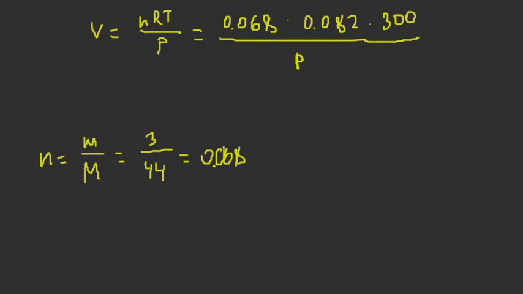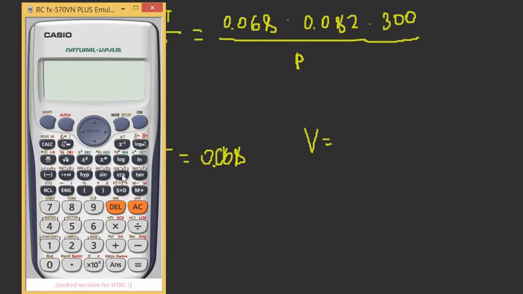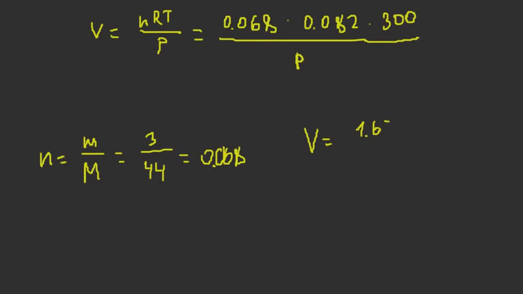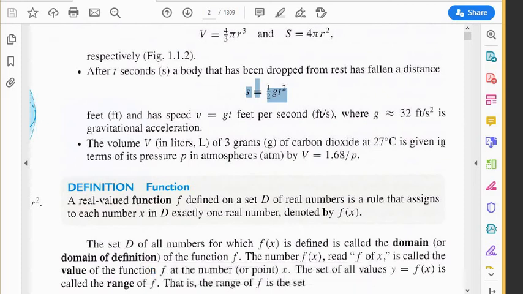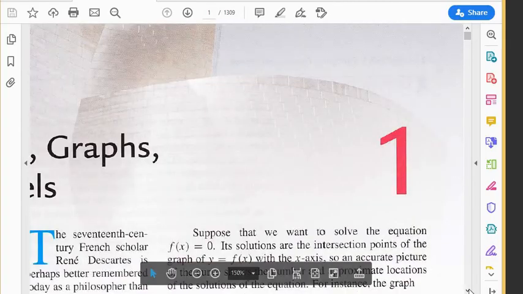From there on, V is going to be equal to 0.068 times 0.082 times 300, which is equal to 1.67 divided by P. Probably because we approximated, there's a 0.01 difference. Okay, so we can go further.